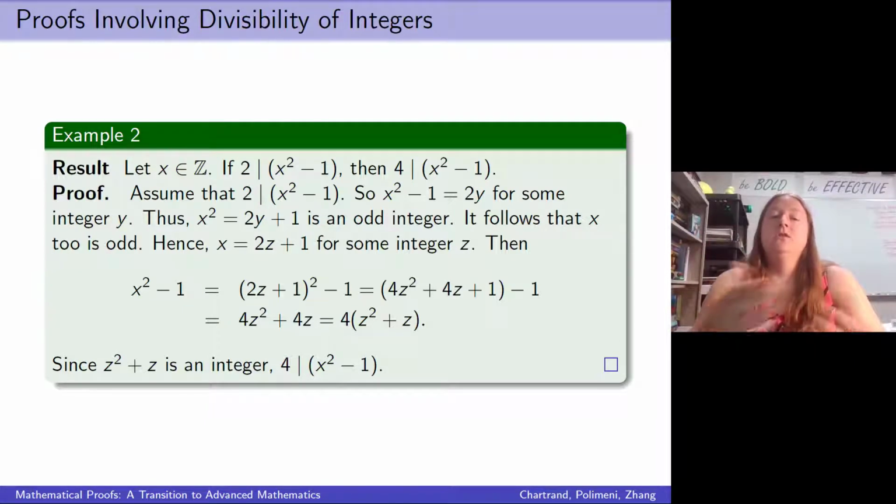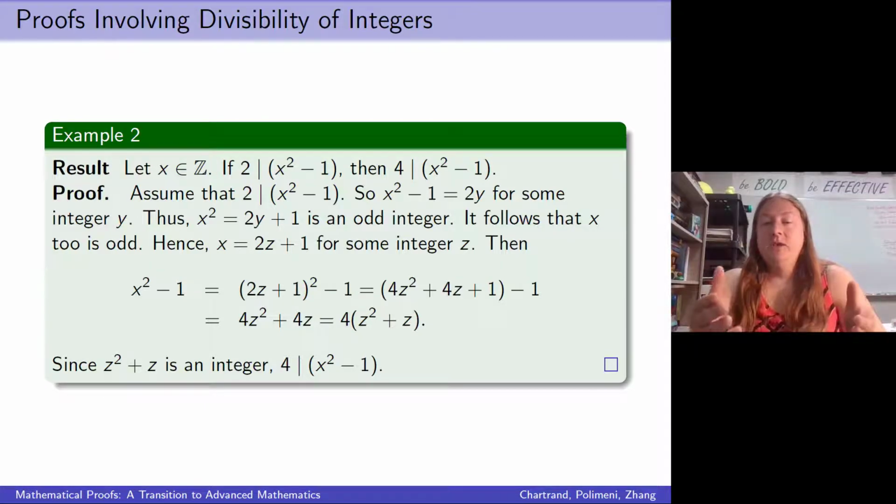Now, these proofs can get a little bit more complicated, and sometimes we need to make some other steps along the way. So here's an example of one where we get x is an integer, and we're asked to prove if 2 divides x squared minus 1, then 4 divides x squared minus 1. So we're going to assume that 2 divides x squared minus 1, that thing that's paired with our if statement. So that tells us that x squared minus 1 is going to equal 2y for some integer y.